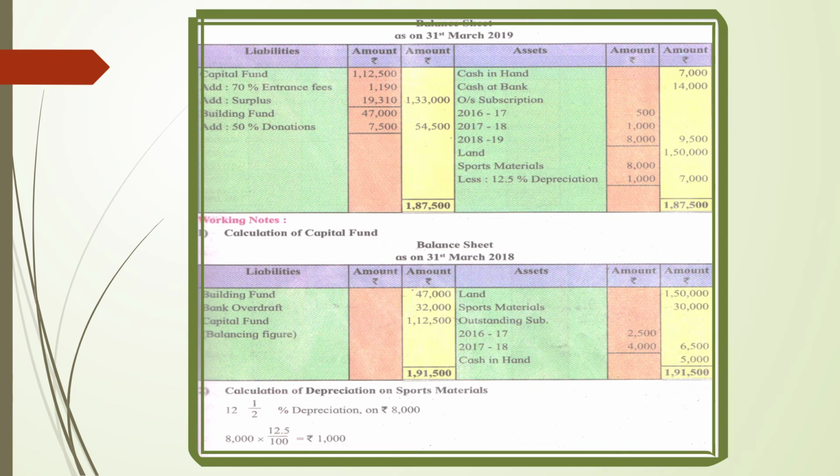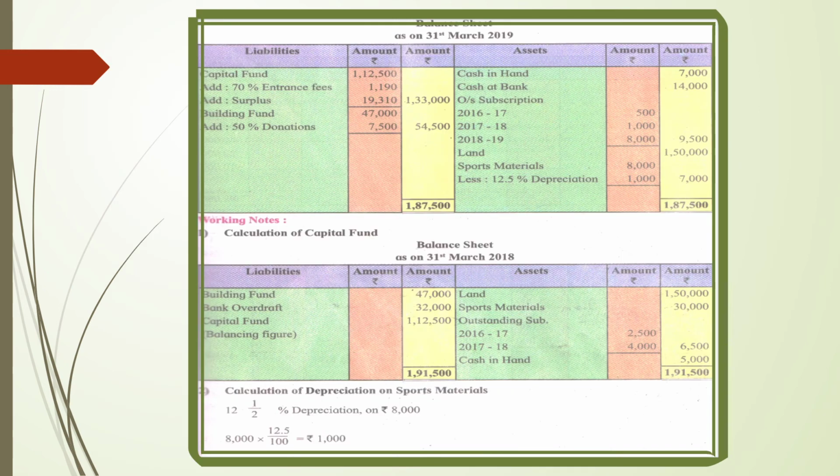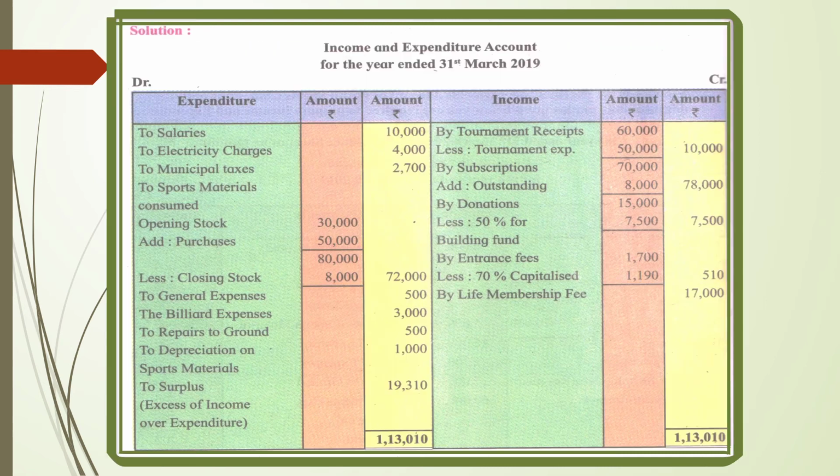See what the adjustment is. That is 12.5% depreciation on it. So deduct the 12.5% depreciation. See the working note in the example. Working note, calculation of depreciation: 8,000 into 12.5 upon 100, that is 1,000. So deduct the depreciation amount of 1,000 from the sports material, and in the outer column on the asset side you have to mention 7,000. And the second effect of this depreciation is mentioned on the expenditure side, that is depreciation on sports material 1,000.